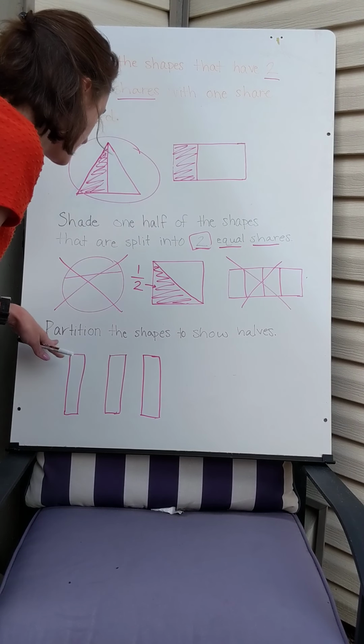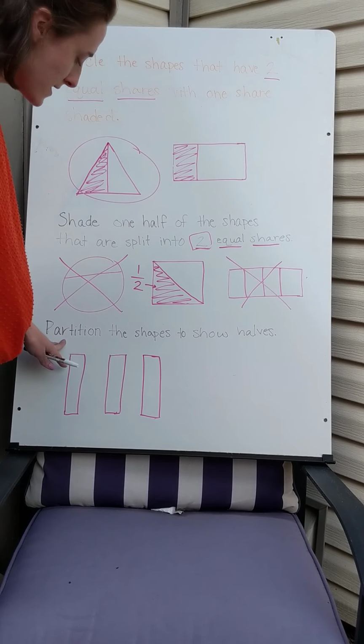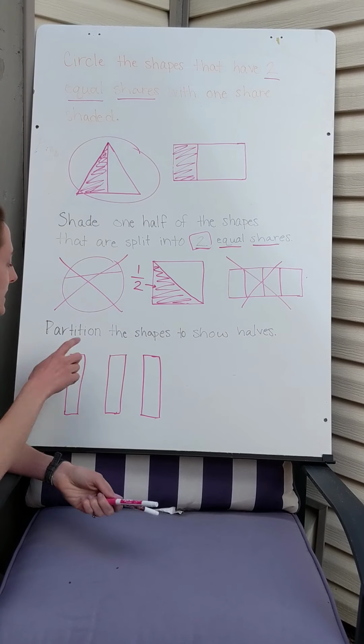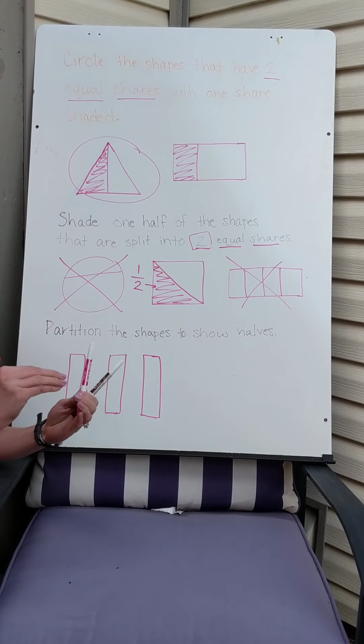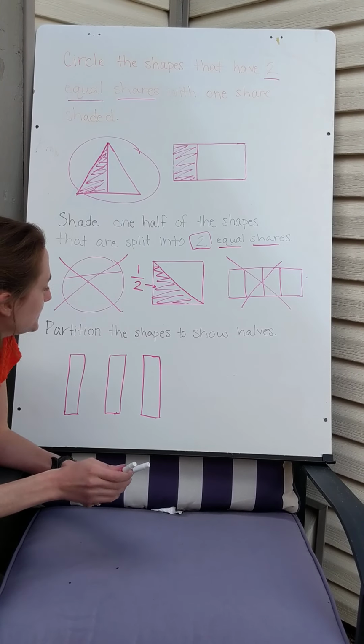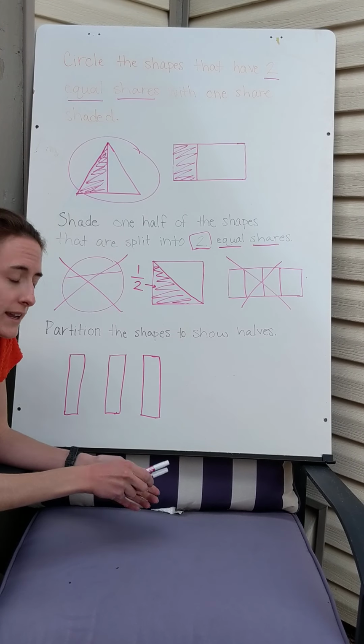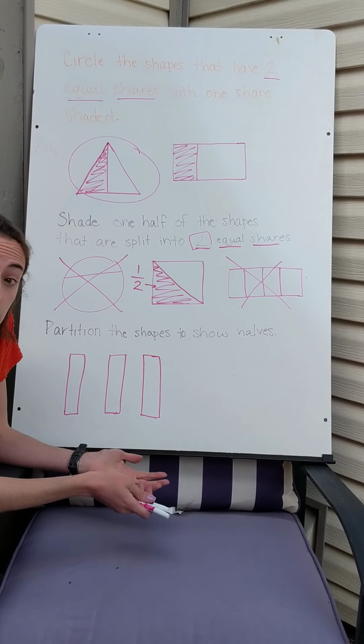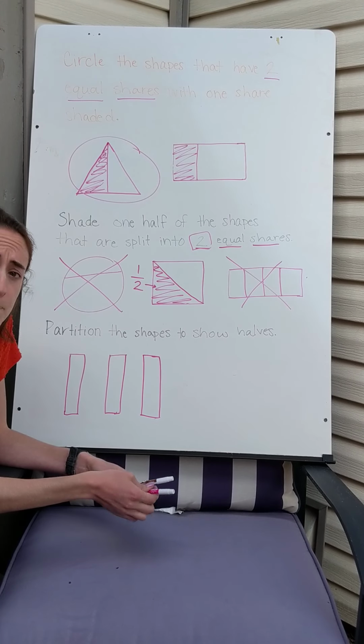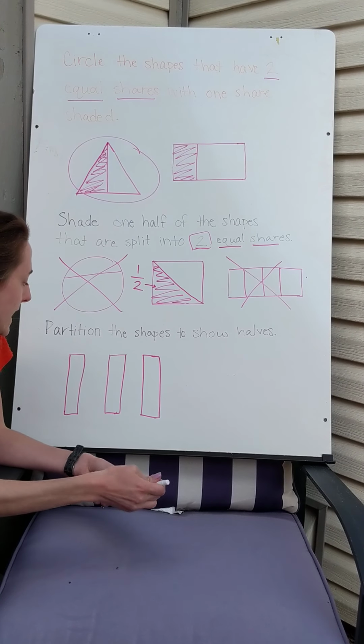Okay? Then if you come down here, the last part is to partition the shapes to show halves. And get down low. All right. So partition means to split apart something. I drew the same shape 3 times because I want you to see that when we split a shape into halves, we just need to draw one line to break it into 2 equal parts. But we can do it in lots of different ways. Okay? We can do it with 3 different types of lines.